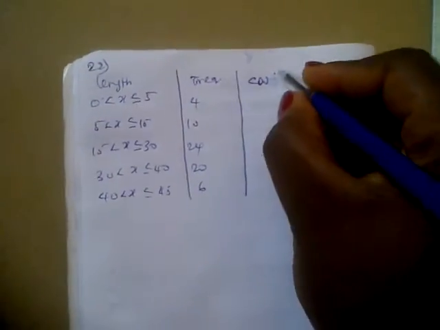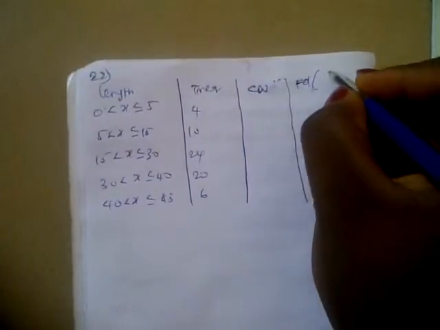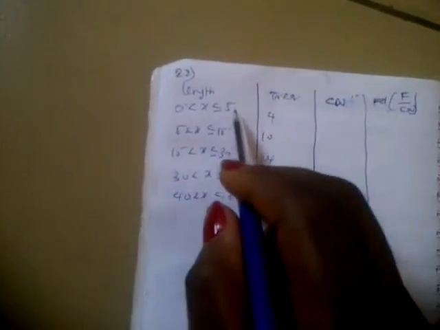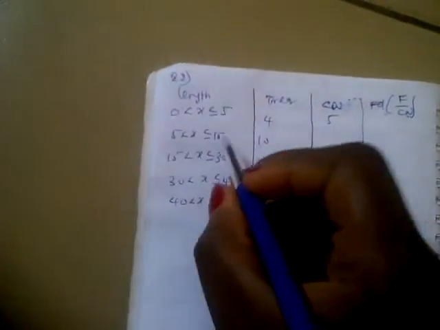To get a class width, we put a column for class width, CW, and draw down the column for FD. In FD, the formula is F over CW, that's frequency over class width. Now for class width, you have 5 minus 0, that's 5, 15 minus 5, that's 10, 30 minus 15, that's 15, 40 minus 30, that's 10, 45 minus 40, that's 5.